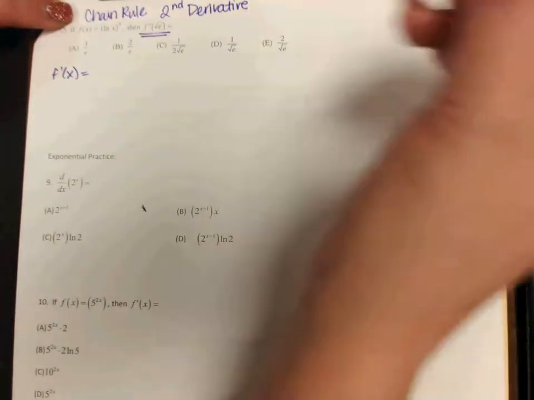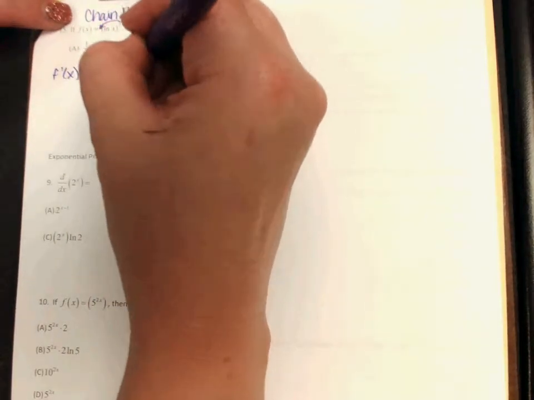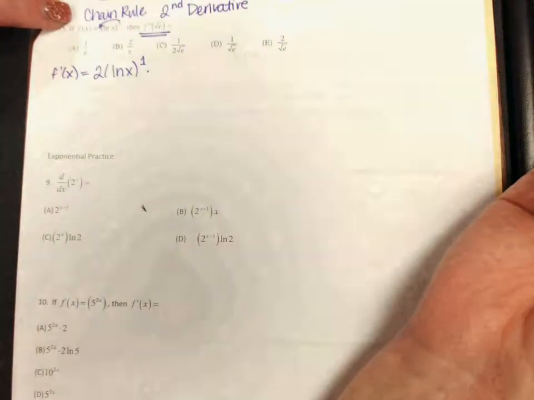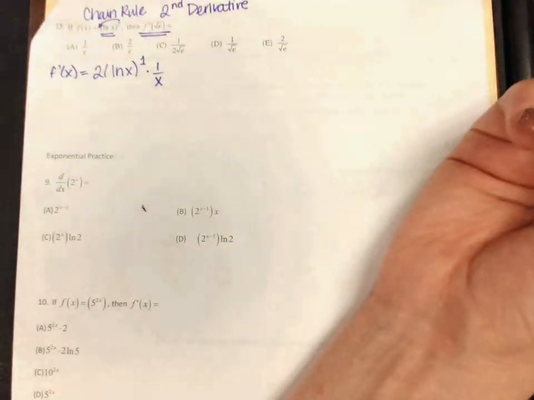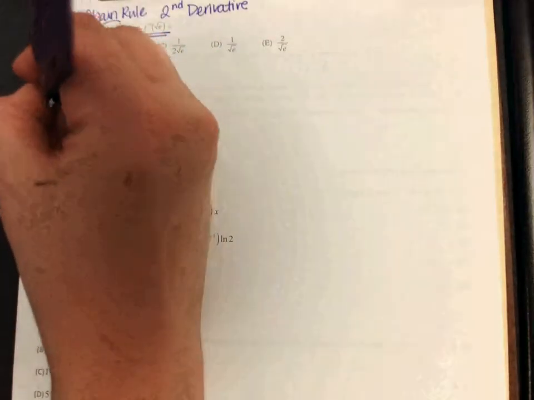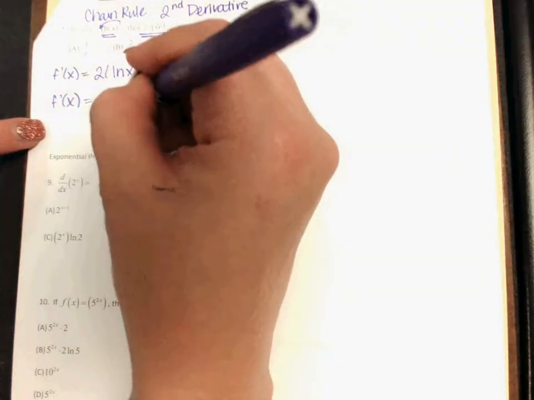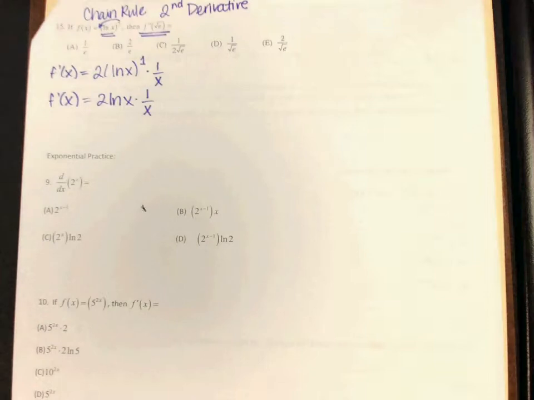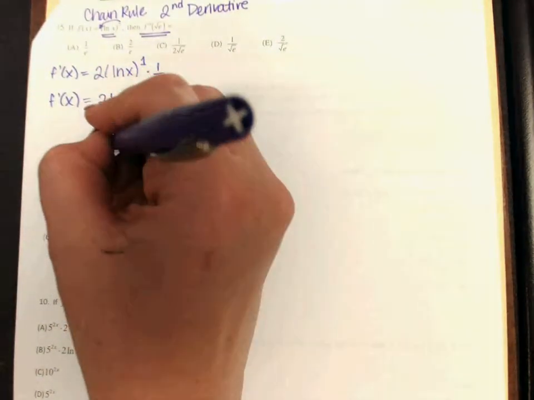So I would take my 2, I would multiply it down to the front, so now it's 2 ln x to the 1. But then I have to times by the derivative of the middle, and the derivative of ln x is 1 over x. So my equation for f prime of x is 2 ln x times 1 over x. Now, from here you have two choices. You need to take the derivative again. So you can use product rule, or you could write it like this, 2 ln x over x.